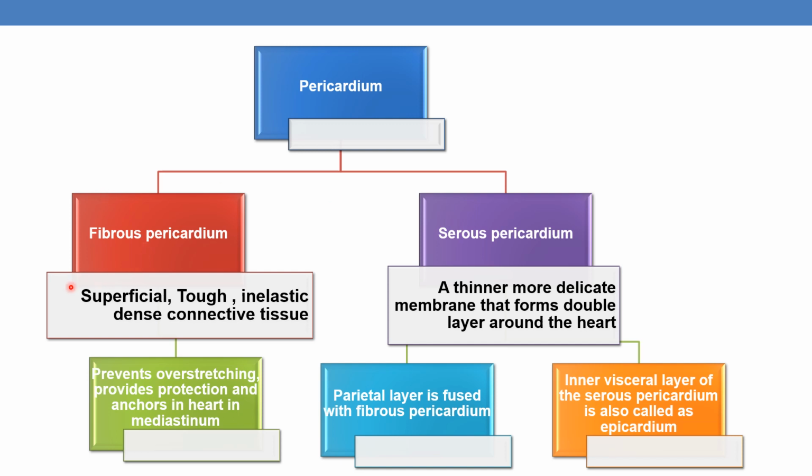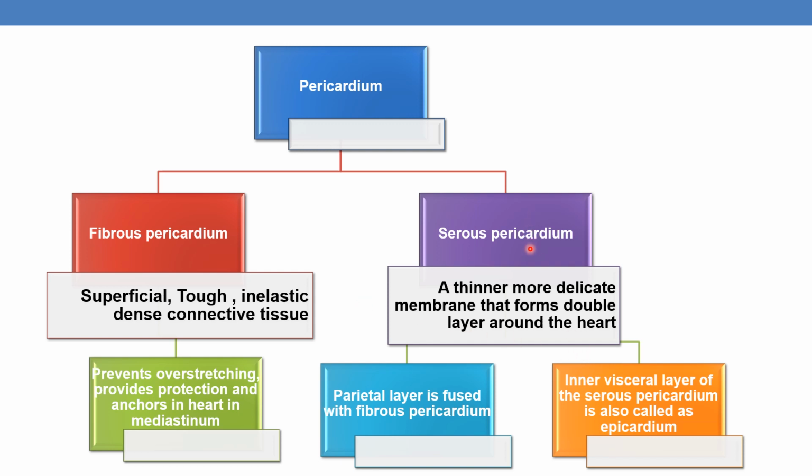Fibrous pericardium is the superficial, tough, inelastic, dense connective tissue. What are the functions of fibrous pericardium? It prevents overstretching, provides protection and anchors the heart in the mediastinum. Next, coming to the inner layer of pericardium, that is serous pericardium. It is a thinner, more delicate membrane that forms double layer around the heart.